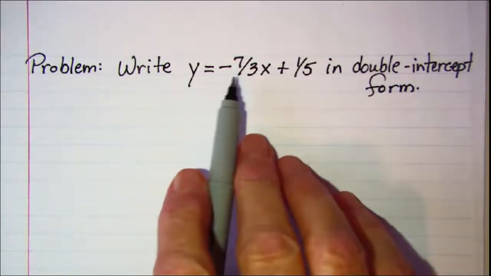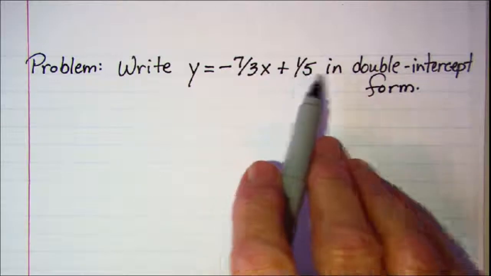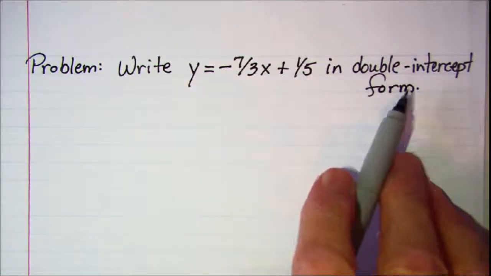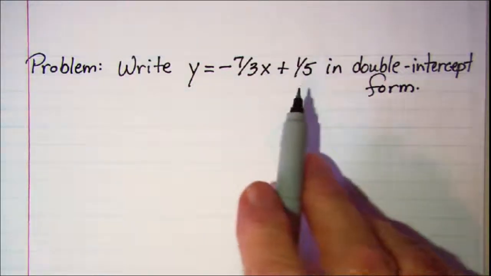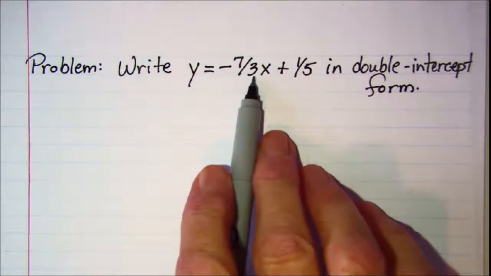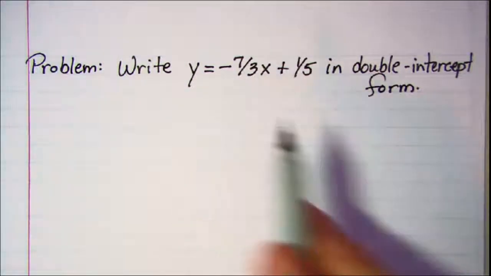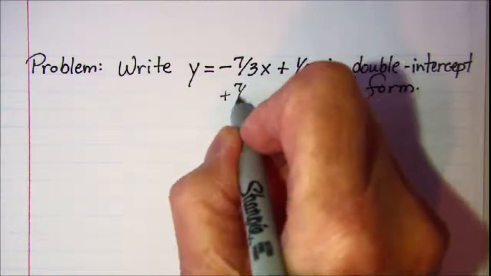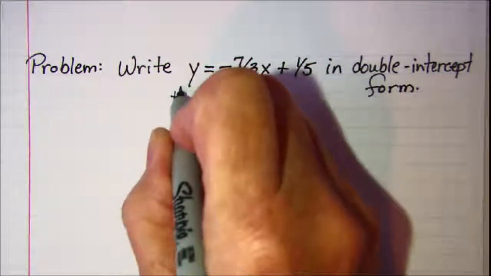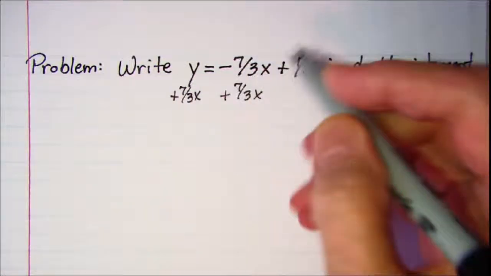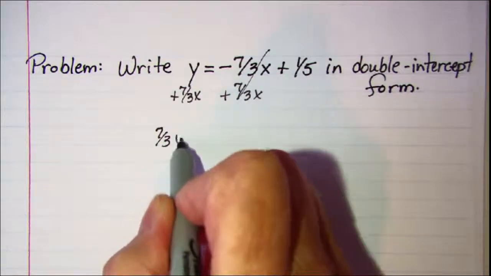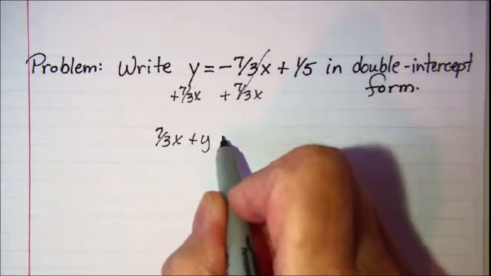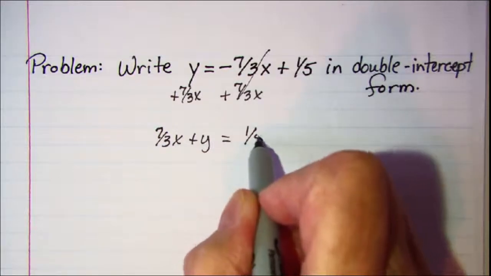Let's look at another one. In this, we're asked to write y equals negative 7/3 x plus 1/5 in double intercept form. Now remember, in double intercept form, we want a 1 on one side. So my first step, I would move this x term to the left side. So let's add 7/3 x to both sides. These will cancel, and I now have 7/3 x plus y is equal to 1/5.